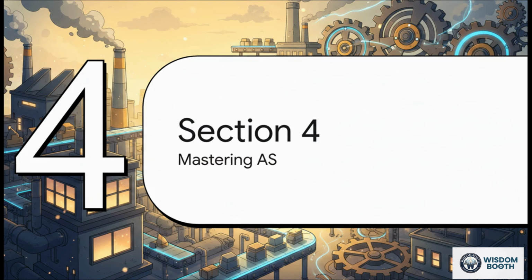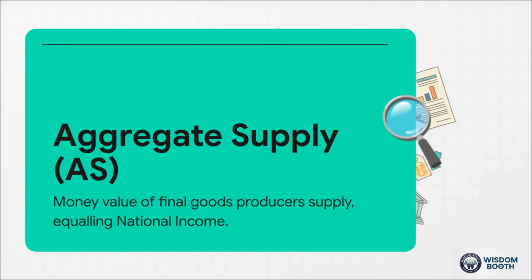Section 4, Mastering Aggregate Supply. We've talked about demand. Now, let's flip over to the other side of the macroeconomic equation, the national factory output. Aggregate supply, or AS, is the total money value of final goods and services that all producers are willing to supply in an economy during a given time period.